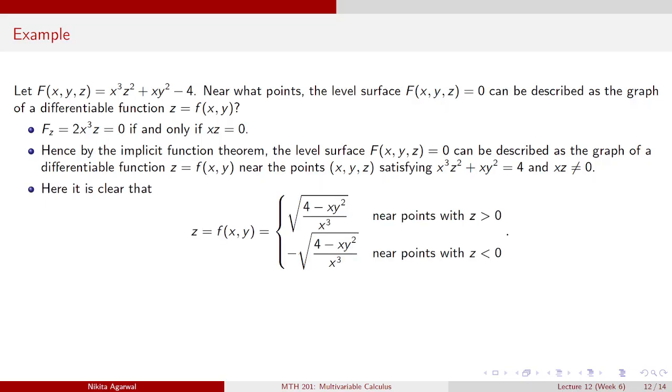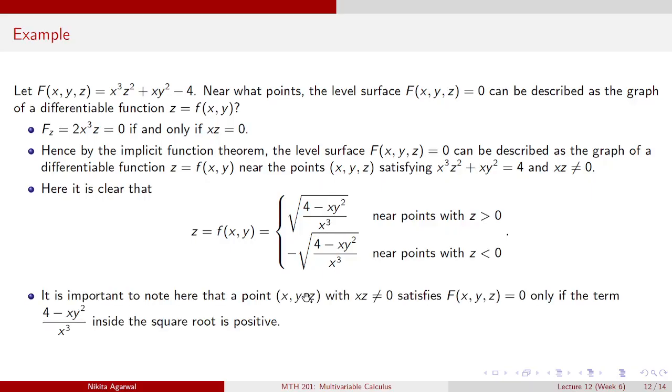So, what should be z? It's easy to compute z from here, right? Because if this is 0, then z comes out to be the square root of (4 minus xy squared) divided by x cubed. Z can't be 0 because if z is 0, then F_z is 0. So you are only looking at z's which are non-zero. If z is non-zero, then z can either be positive or negative. So near the points where z is positive, this is the definition, the positive square root. And if z is negative, then you have the negative square root.